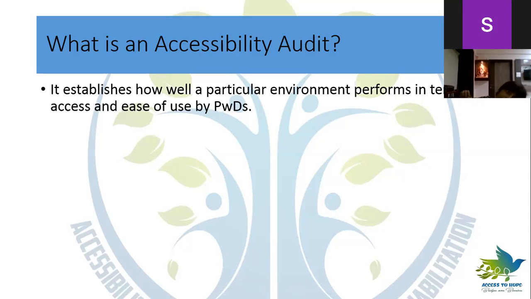Okay, accessibility audit establishes how well a particular environment performs in terms of access and ease of use for persons with disability. When we perform an accessibility audit, we have to look into various criteria to check that the particular environment or product is accessible to every person with disability. Next slide.